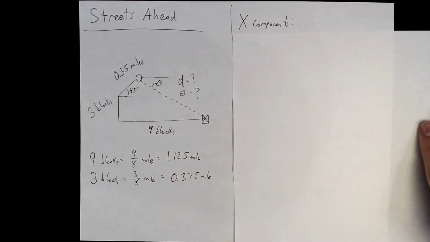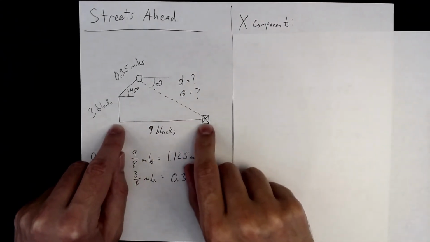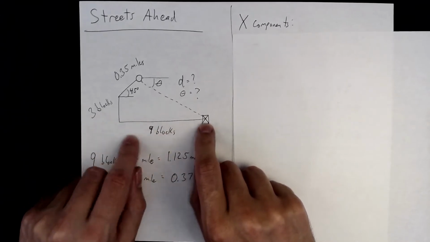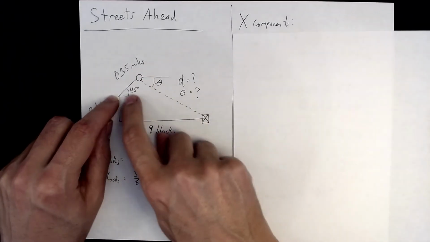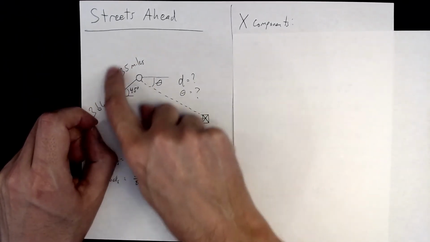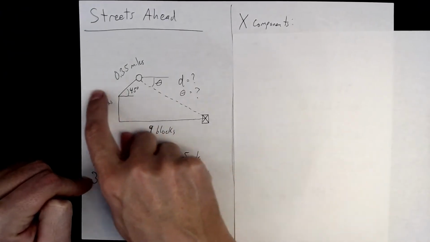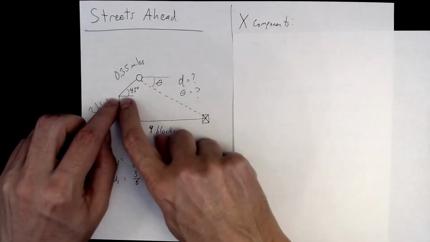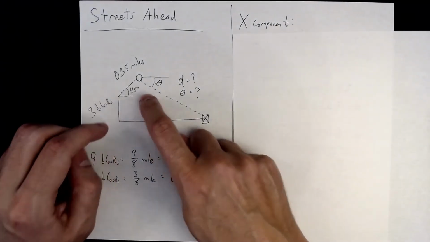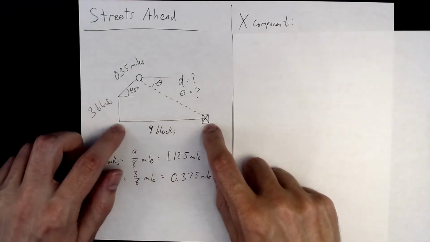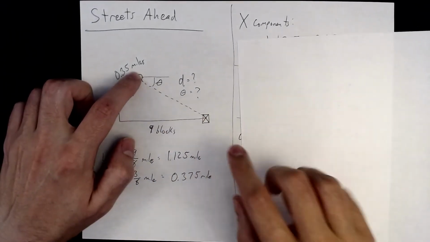You can see that here, that we've got this for our x component of this 9 block thing, and then we subtract off some amount from this last 0.35 miles. These 3 blocks don't add or subtract anything in x. But these 0.35 miles there, they subtract off a little bit in x. So if we take this amount of x minus this amount of x, then we get that.